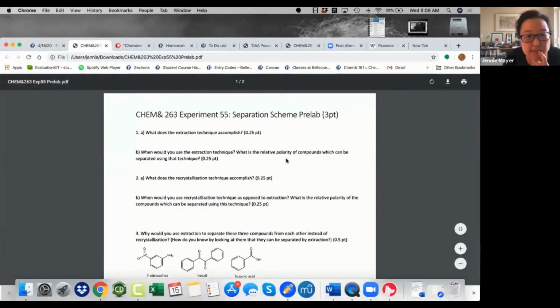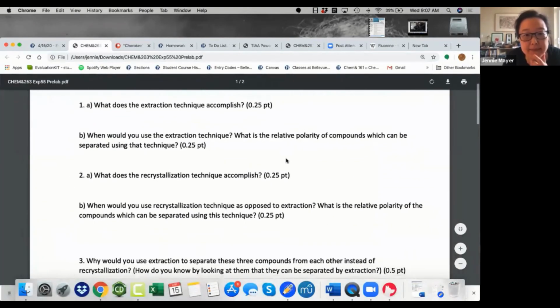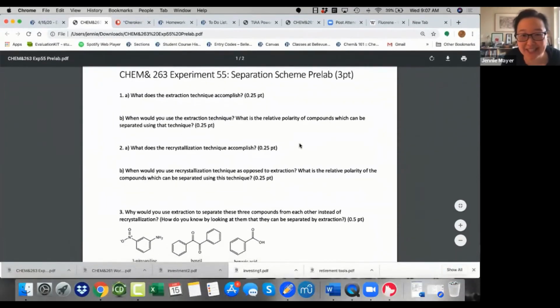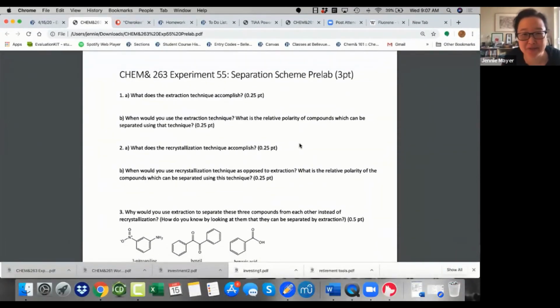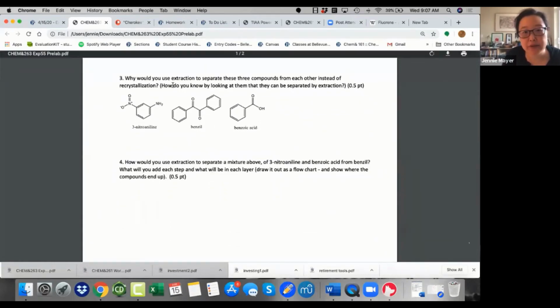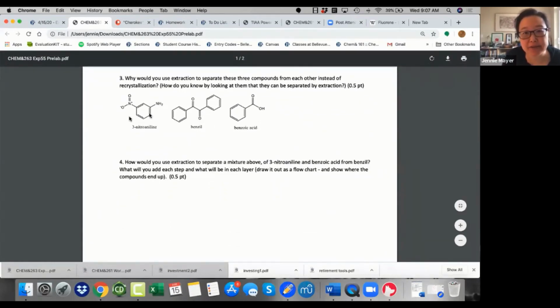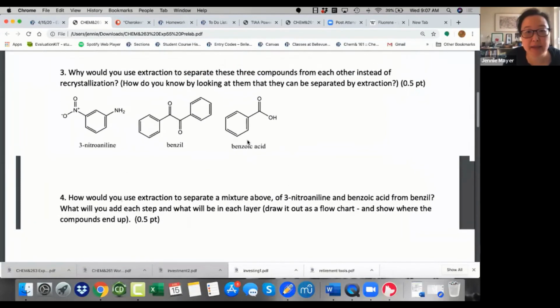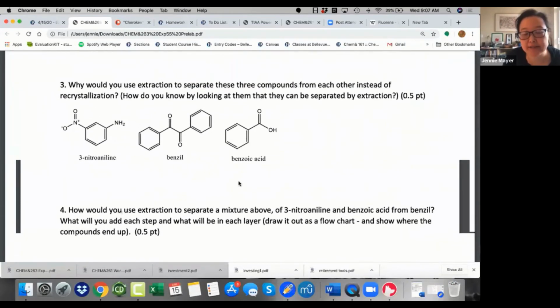So in the pre-lab assignment, some of you have probably looked at it and finished it, and others of you maybe haven't gotten to it at all yet. So these are some of the questions that we just covered. You should be able to answer those. Why would you use extraction to separate these three from each other instead of recrystallization? So how do we know these can be separated by extraction?